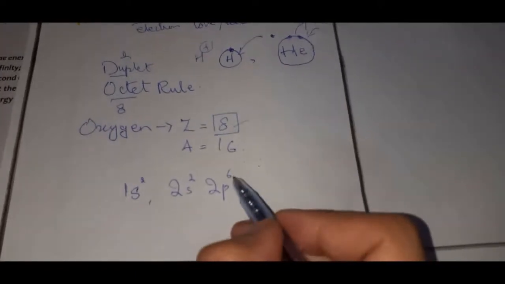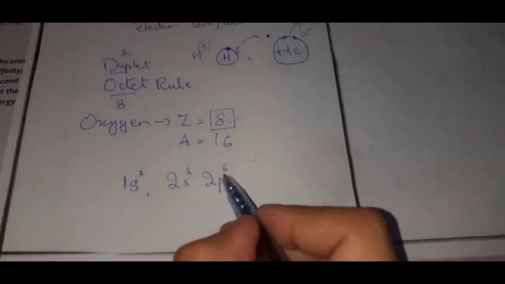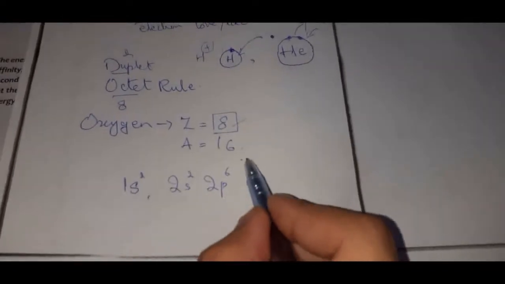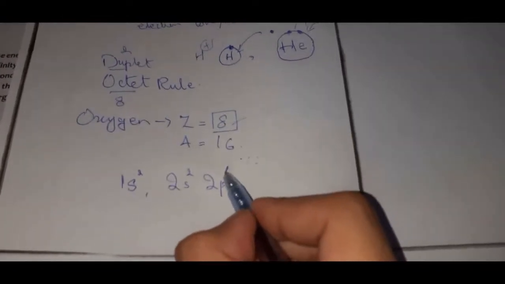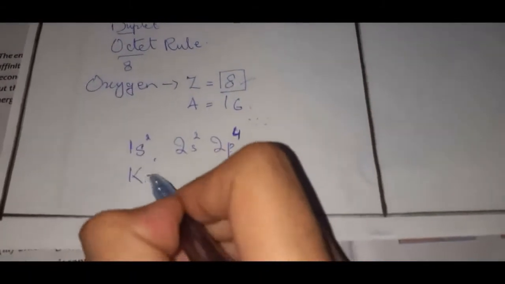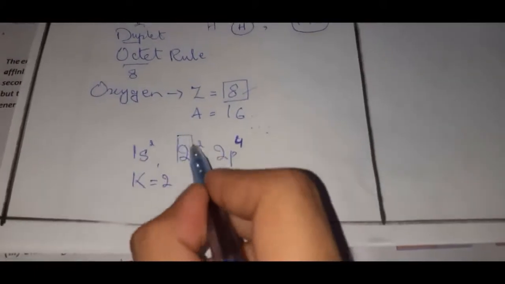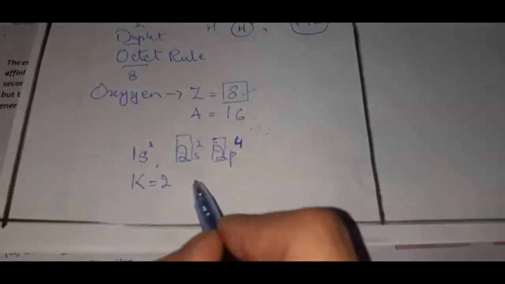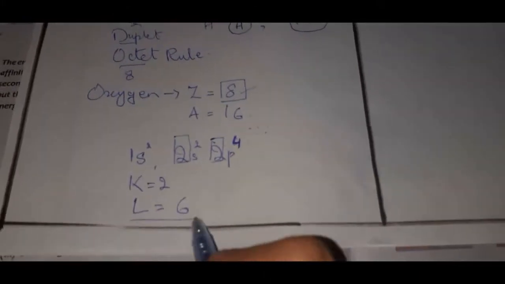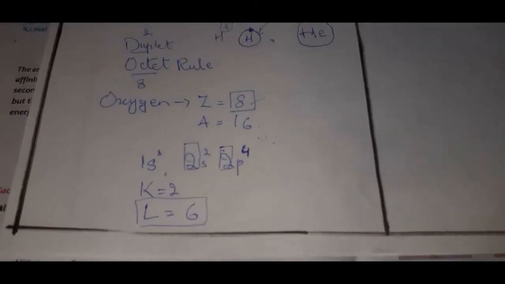So how many electrons do we need here? We need 8 electrons, right? So 2, 3, 4, 5, 6, 7, 8. This means its valence shell has only 4 electrons, right? So this is K. K is equal to 2, whereas the second shell is L. This means L has 4, 5, 6 electrons in its orbit, right?